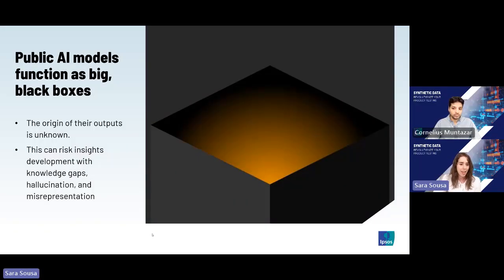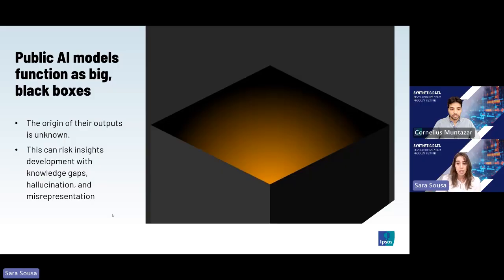However, not all AI we talk about and the models or the tools that we have available to us are ready to help us answer very big business questions. So public AI models such as Gemini or ChatGPT are not ready as is to help us in this world of consumer insights. They function as big black boxes that lead to outputs that are based on data that we cannot trace, that we cannot verify, imposing a massive risk when we want to develop insights to support decision making.